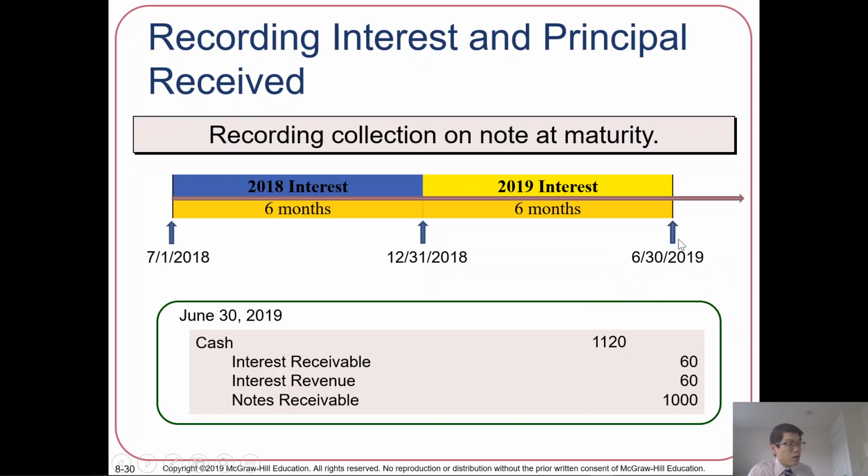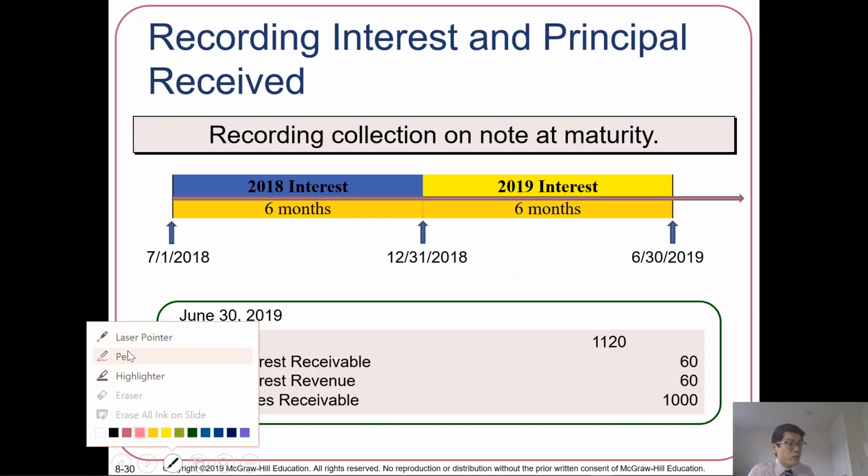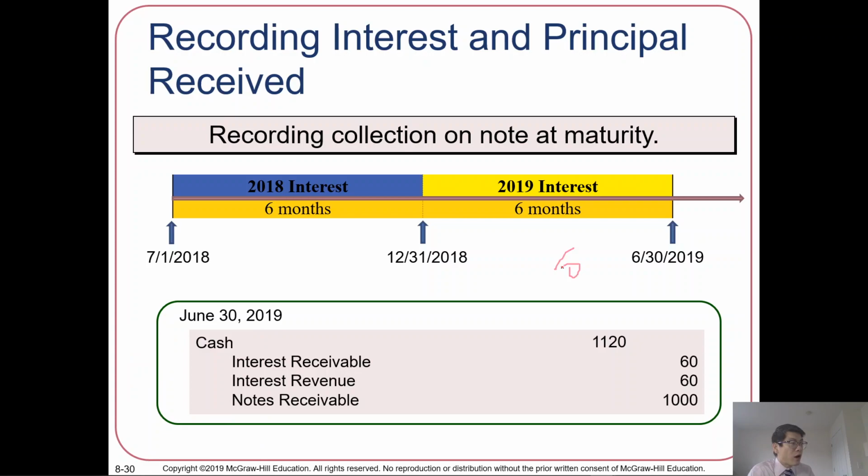So remember, on this date, Julia will not only pay back that $1,000 principal, but also $120 interest. So in total, on that date we receive cash of $1,120. And where does this $1,120 come from? It comes from the principal and interest, right?